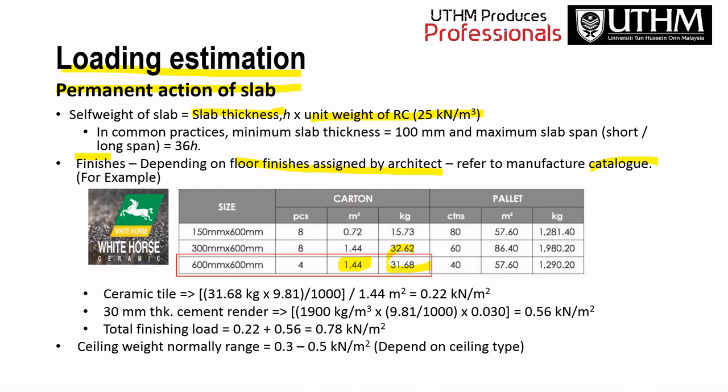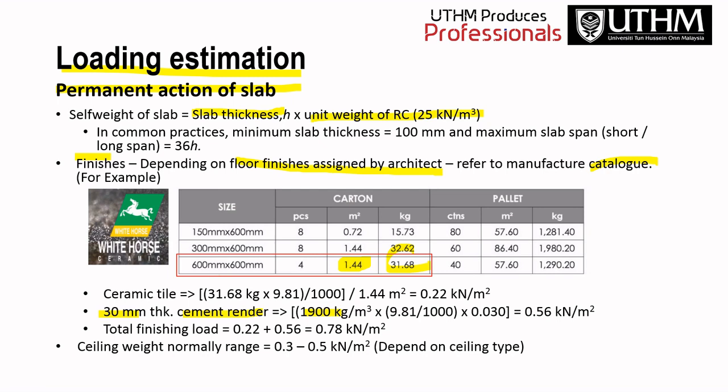So after you calculate this, you will get 0.22 kilonewton per meter square for the ceramic tiles. And how about the ceramic render? The ceramic render here is using 30 millimeter thickness, so it is 1900 kg per meter cube, which is like the mortar. So this is 1900 kilonewton per meter cube, which is the density, times the conversion to kilonewtons, and then times the thickness, so you will get 0.56 kilonewton per meter square.